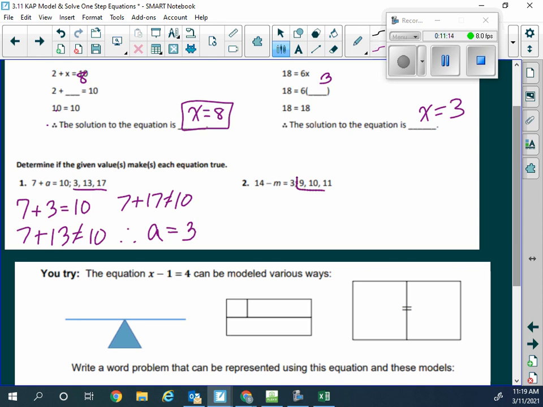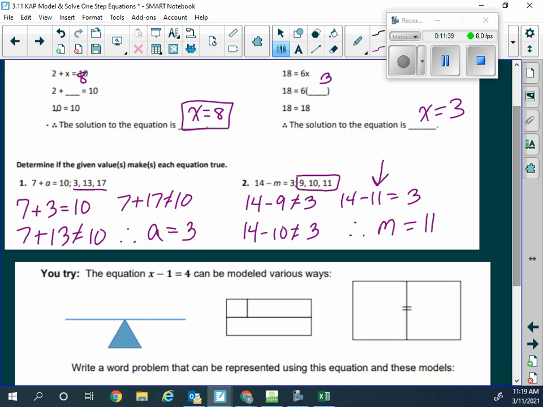Here are our possible solutions. 14 minus 9 equals 3. Is that true? No. 14 minus 10 equals 3. Is that true? No. 14 minus 11 equals 3. Is that true? Yes. Therefore, M equals, not 3, 11. Remember, it was where you put the M. Questions so far?